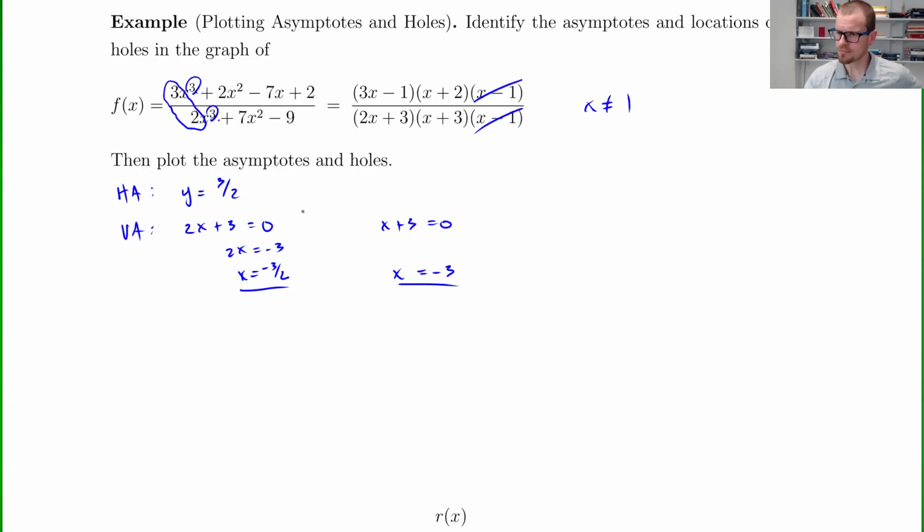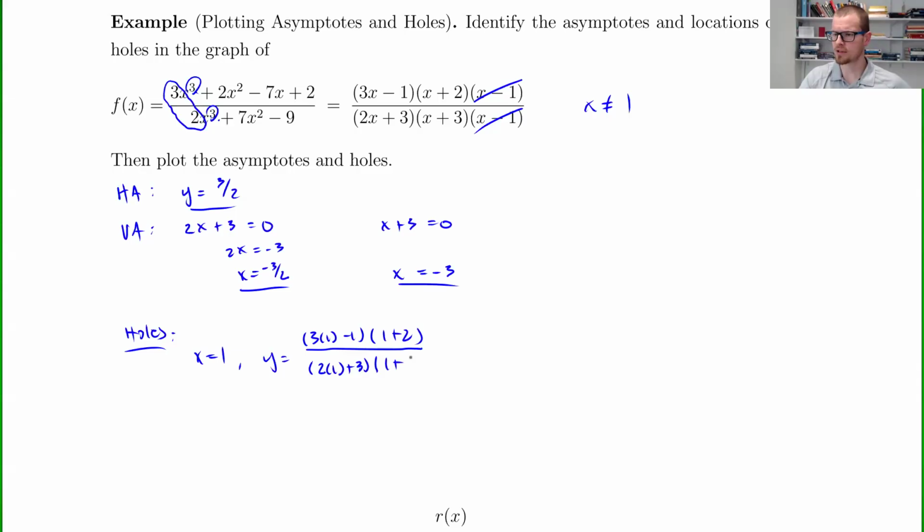Excellent. Horizontal asymptote here, and holes. That's the only thing that I'm interested in at this point. So for our holes, we want to consider when x is equal to 1. We plug it into that simplified version. So I'm going to find a y value of 3 times 1 minus 1, 1 plus 2, over 2 times 1 plus 3, and 1 plus 3.